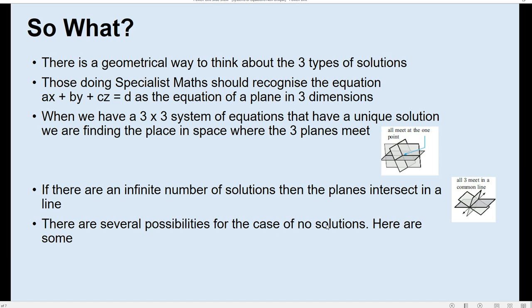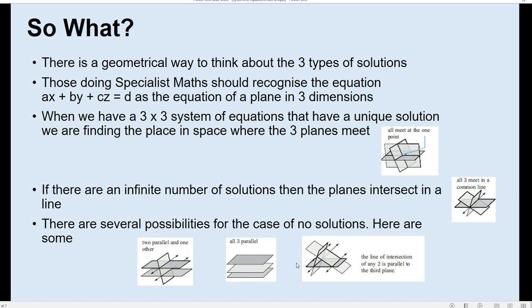And if there's no solutions, well, there's actually several possibilities, and here's a couple. It could be this situation where we've got two parallel planes and another one going through them. Well, there is nowhere where all three planes meet. We might have all three of them parallel, so clearly there's nowhere where they meet. Or we could have perhaps this situation where any pair of planes meet in a line, and that line happens to be parallel to the other plane.